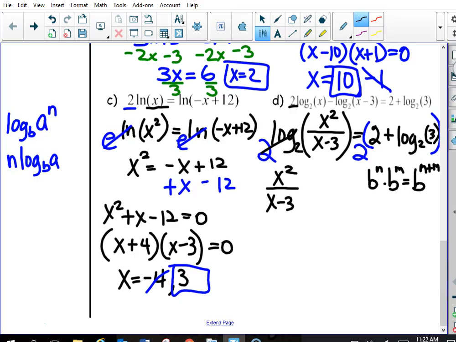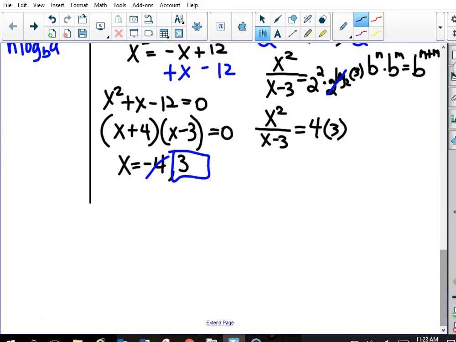Now if you look, I actually have addition in the exponent base 2. So I'm going to simplify that by making it multiplication. I'm going to use this property backwards. So here's what I do. I get 2 squared times 2, and in the exponent I'll get log base 2 of 3. That works out pretty nicely because the base 2 and the log base 2 cancel. So I am left with x squared over x minus 3 is equal to 4 times 3. So my 2 squared turned into 4, and now I have a 12 on the right-hand side.